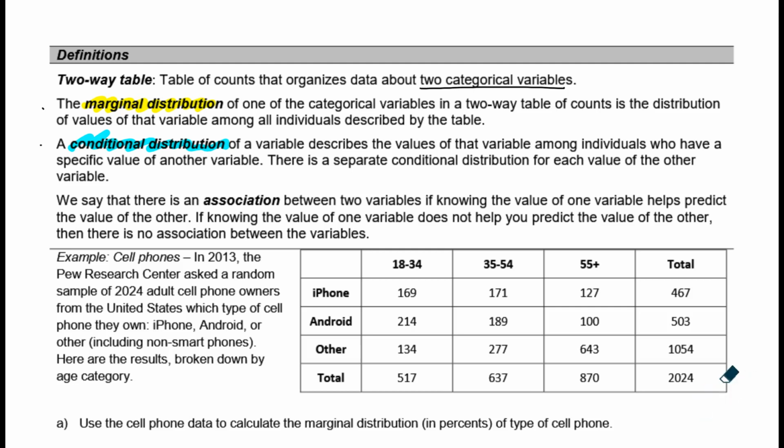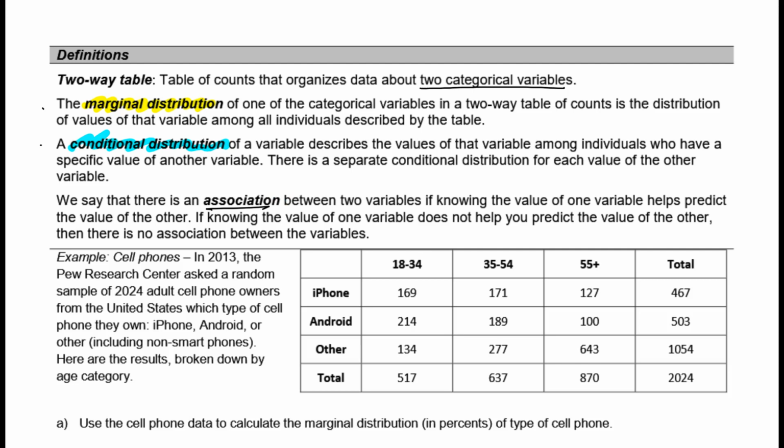Okay, last but not least, we're going to talk about association. We say that there is an association between two variables if knowing the value of one variable helps predict the value of the other. If knowing the value of one variable does not help you predict the value of the other, then there is no association between the variables. That's a term we're going to use throughout the year, and we'll be adding a lot more detail to it in terms of how we can predict one value if we know another. So that's a little bit of foreshadowing. Okay, let's get going here.